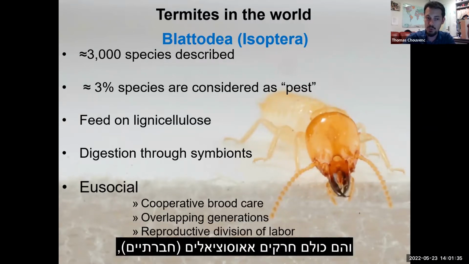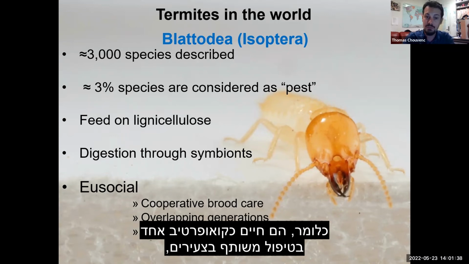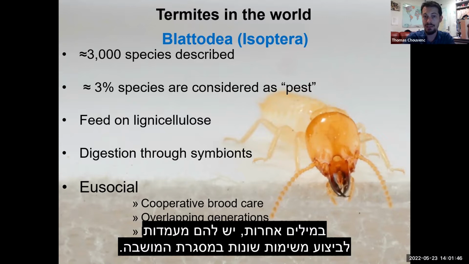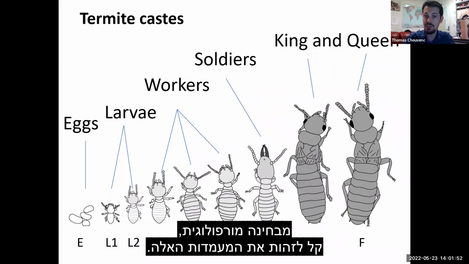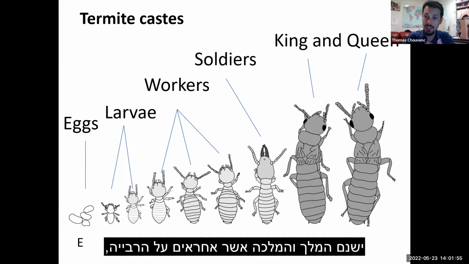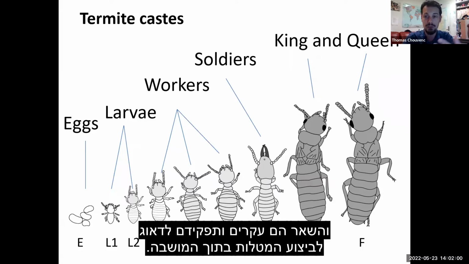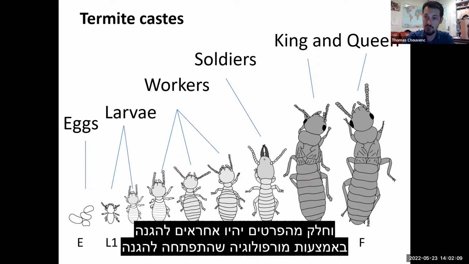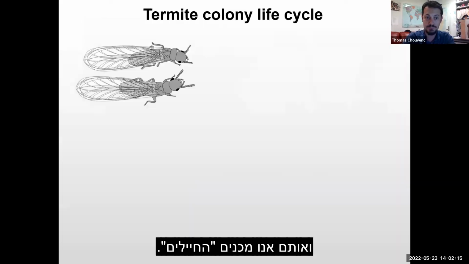And they are all eusocial, which means that they have cooperative brood care, overlapping generations, and reproductive division of labor. In other words, they have castes that do different tasks within the colony, and these castes are morphologically easy to determine. You have the king and the queens that are in charge of reproduction, and the rest of the individuals are sterile and in charge of taking care of the tasks within the colony. They lay the eggs that will grow into larvae and workers, and some individuals are in charge of defense, with morphology adapted to defense, and we call them the soldiers.